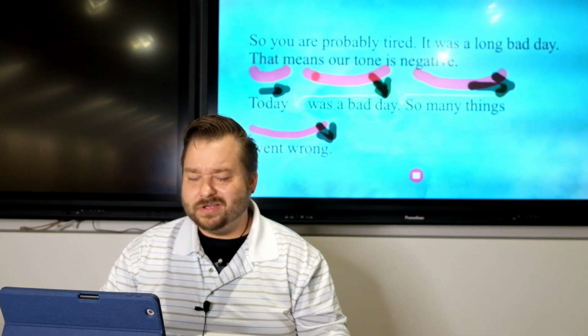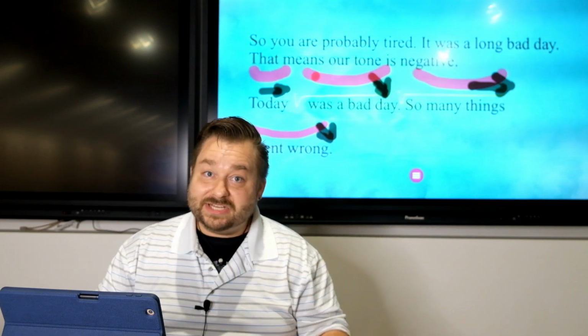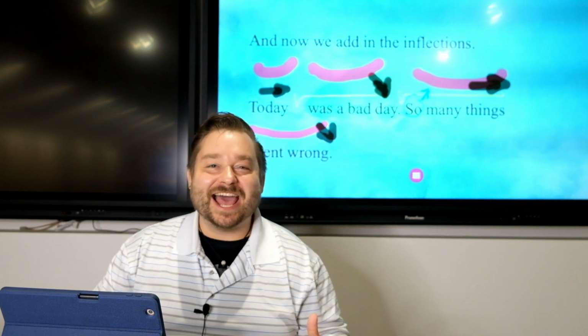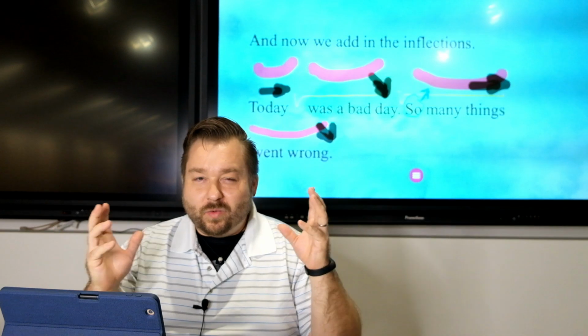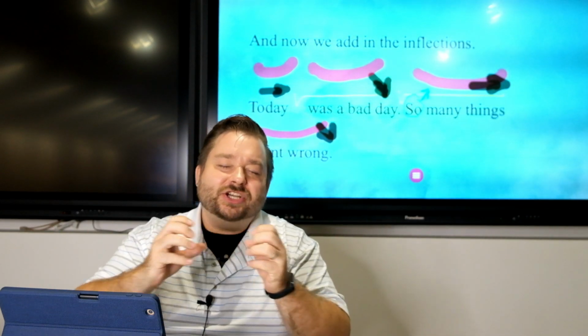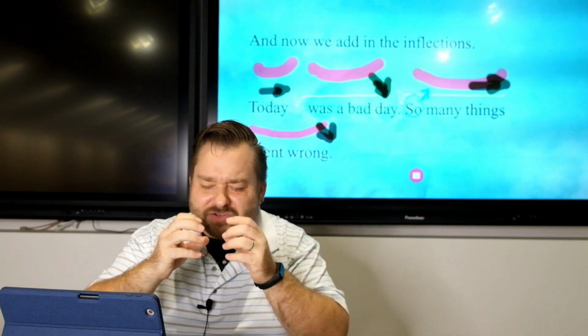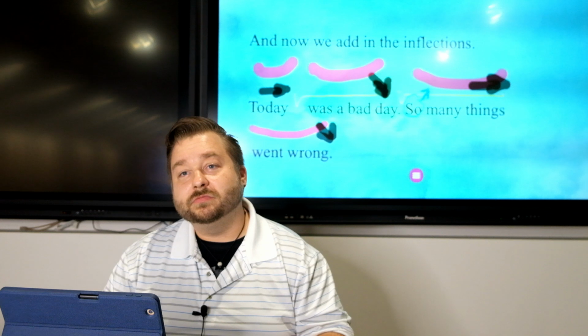This is bad. Okay, so we've got our pauses, our rhythm, and our tone. What's next? Inflections. We're going to add in these inflections. Now, if we think about this, where would we add this to show how bad it was, right? We have to show it a little bit. So, today was a bad day. So many things went wrong. You see that?